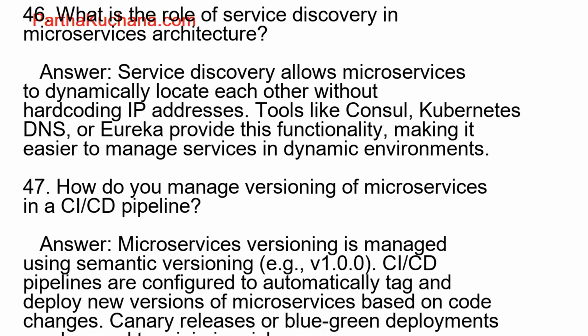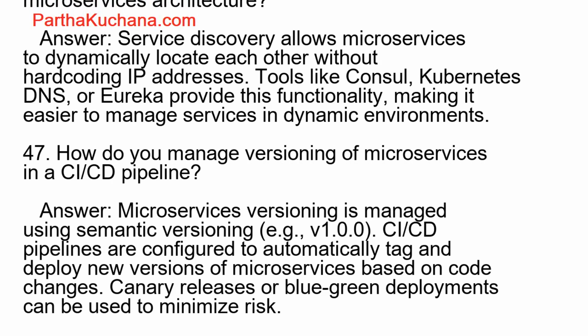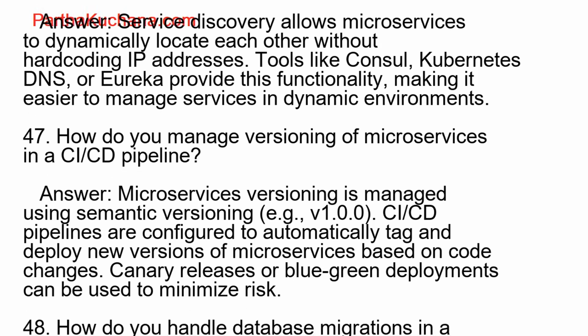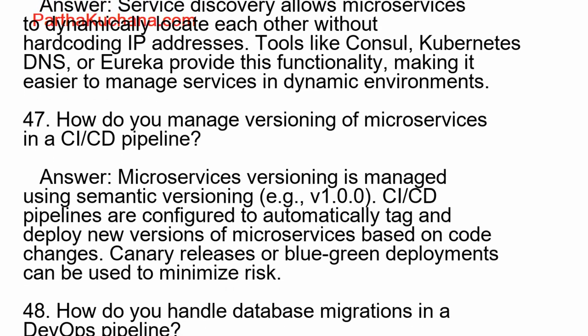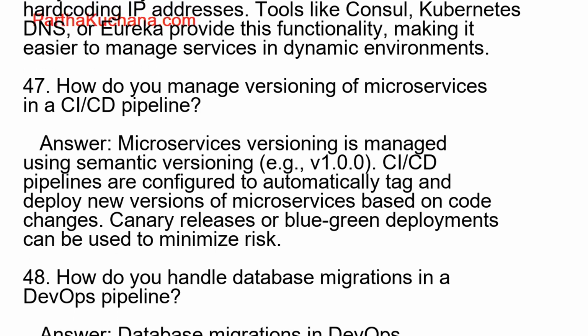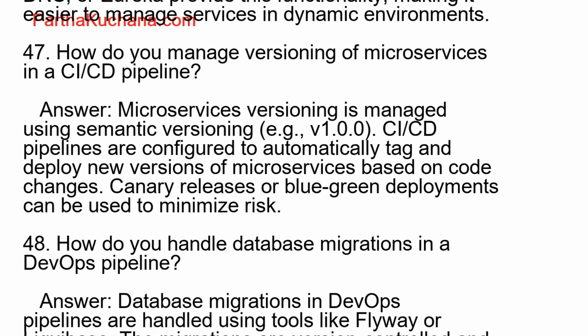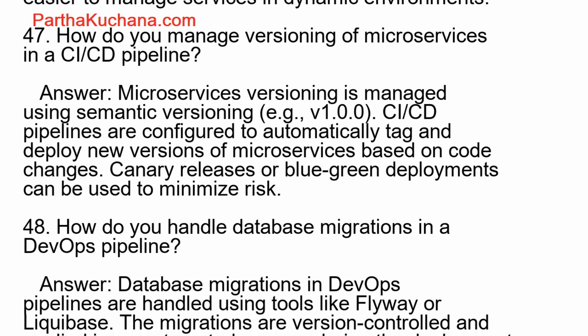48. How do you handle database migrations in a DevOps pipeline? Answer. Database migrations in DevOps pipelines are handled using tools like Flyway or Liquibase. The migrations are version-controlled and applied in an automated manner during the deployment process, ensuring consistency across environments.